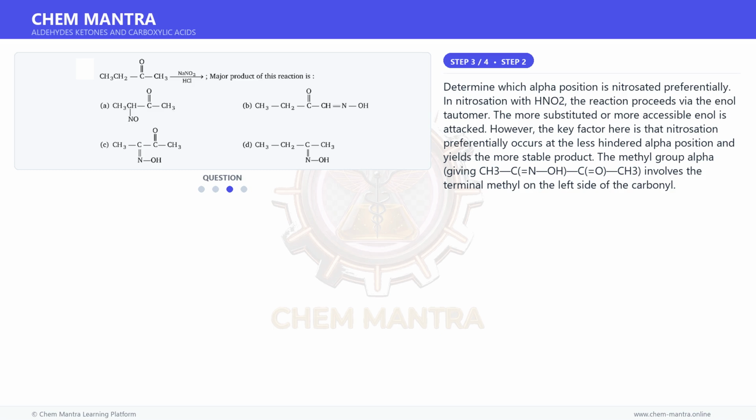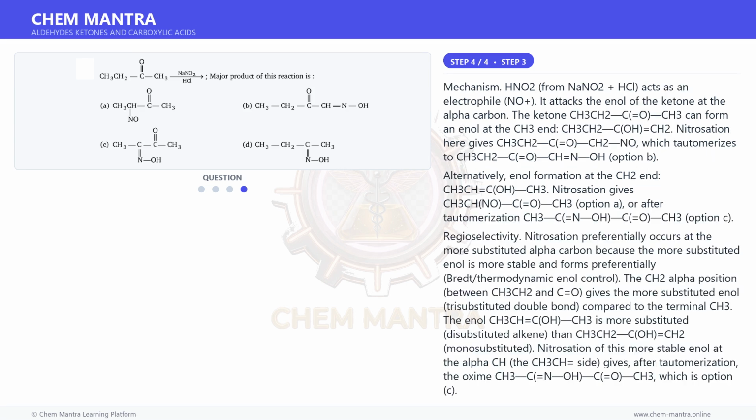Determine which alpha position is nitrosated preferentially. In nitrosation with HNO2, the reaction proceeds via the enol tautomer. The more substituted or more accessible enol is attacked. However, the key factor here is that nitrosation preferentially occurs at the less hindered alpha position and yields the more stable product. The methyl group alpha, giving CH3C(=NOH)C=O CH3, involves the terminal methyl on the left side of the carbonyl. And for the final step.